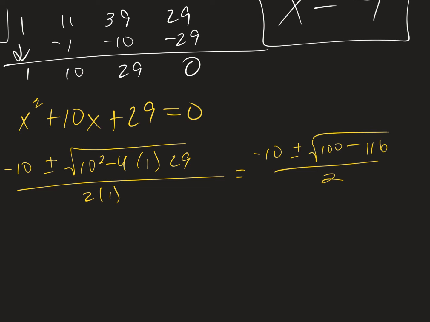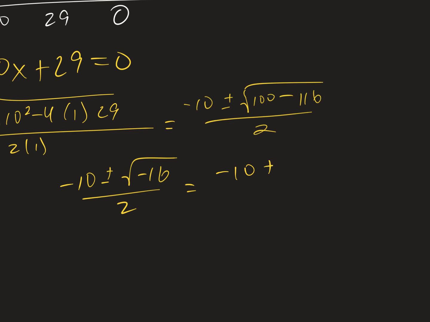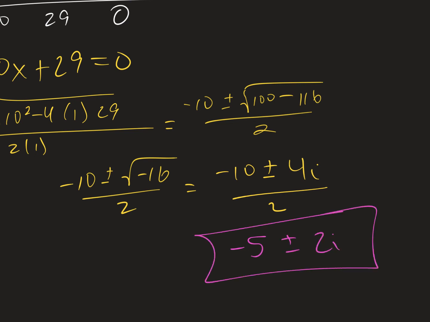It's what? It's imaginary. How do I know that? Because underneath the square root is going to be negative. So I have negative 10 plus minus the square root of 100 minus 116, which is negative 16, over 2. We can break this down a little more. Negative 10 plus minus, what's the square root of negative 16? 4i. Good. And can we break down just a tad more? What's negative 10 divided by 2? Negative 5. And then what's 4 divided by 2? So plus minus 2i.